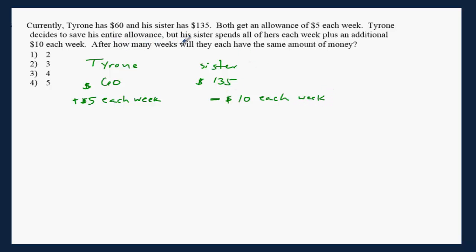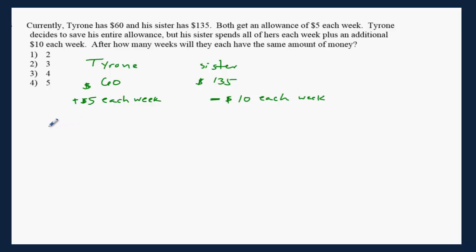After how many weeks will they each have the same amount of money? There are a couple of ways you can do this one here. Either you do it just mentally. I see that the choices are 2, 3, 4, 5, so the furthest that you can go is 5. You need to find at which week Tyrone's money equals his sister's money. You might use an equation, or you can do it mentally. Let's use an equation first and then do it mentally.